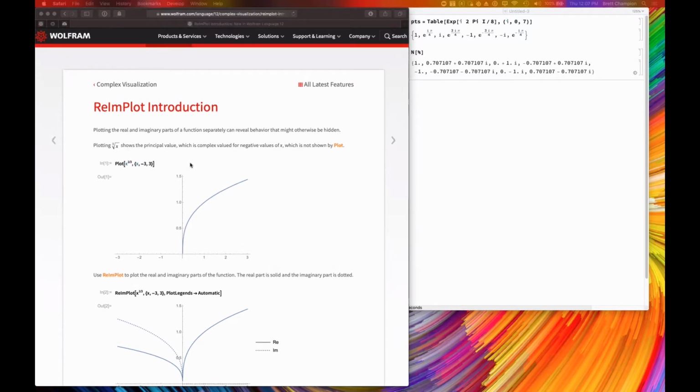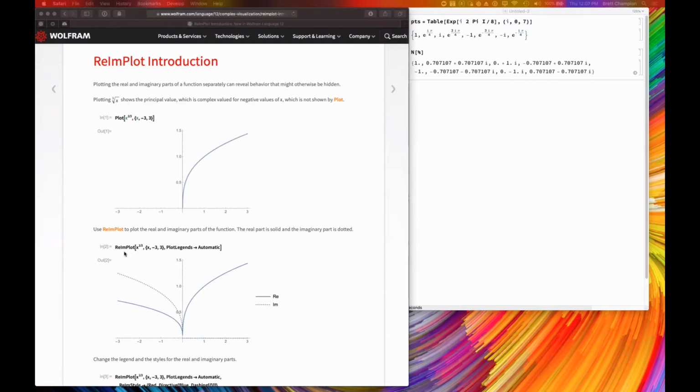by default. And so we've introduced ReImPlot, which can be useful in these cases, which plots the real and imaginary parts separately. And here we have an example of that for our x to the 1/3. And this is the real part as a solid line and the imaginary part as a dotted line.